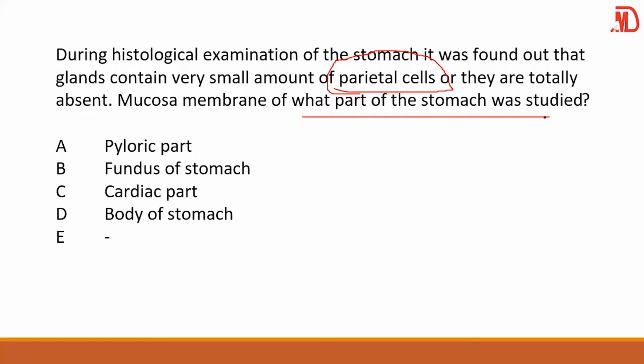So you need to know the anatomy of the inner wall of the stomach. Which parts of the stomach? We have the fundus, the body, the cardiac part, then the pyloric part. So which part contains the parietal cells? And of course, we are talking about the pyloric part.